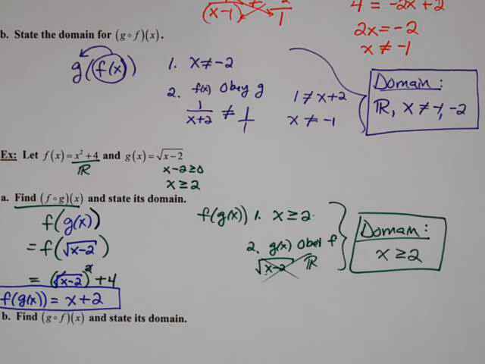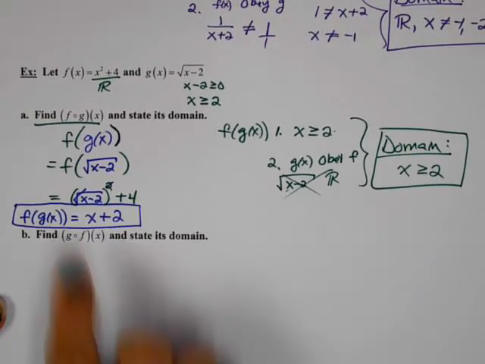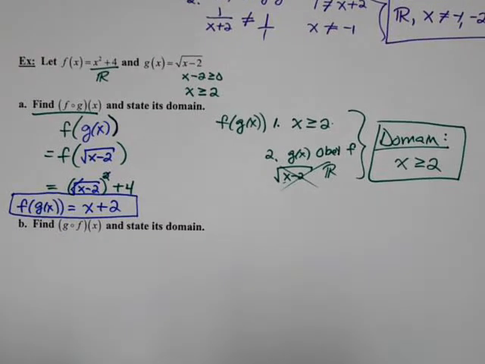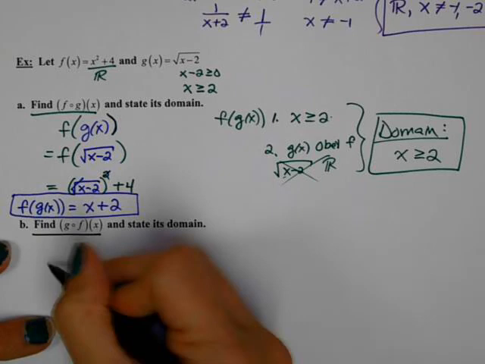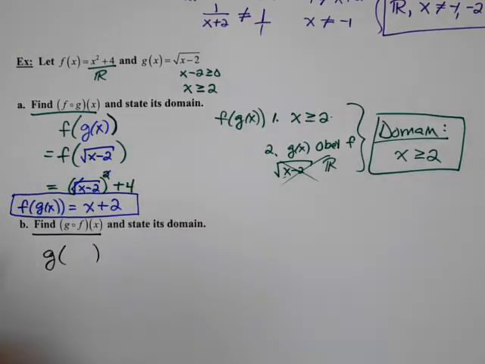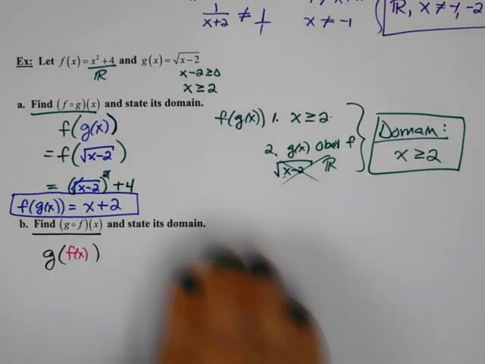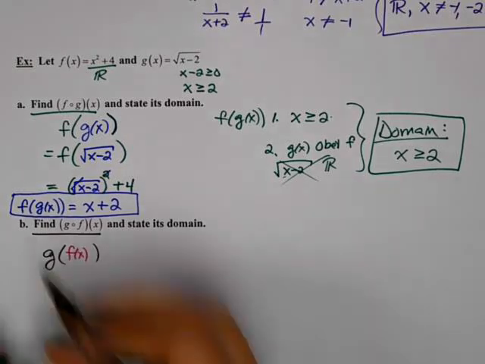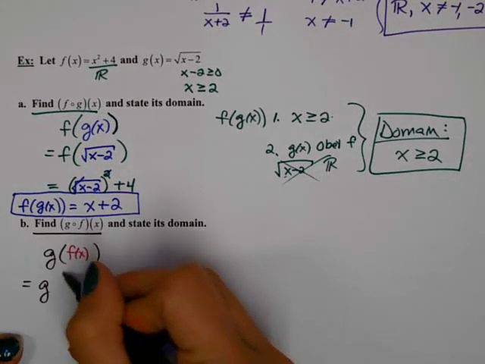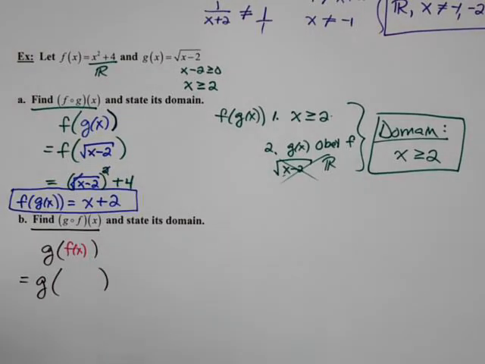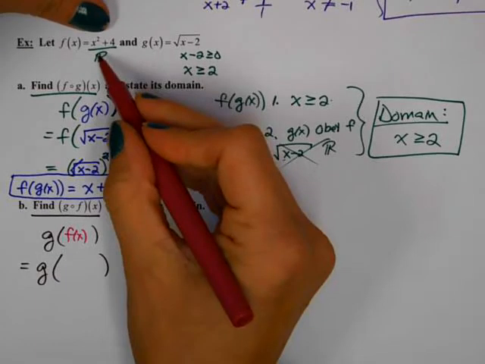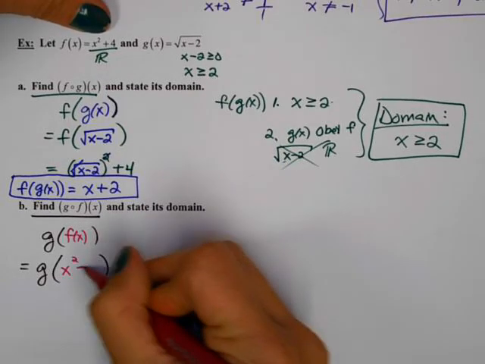Okay, they also wanted me to do the reverse of this problem. So this says find g of f of x, and state its domain. So first let's compose it. I have to do g of f. The f function is x squared plus 4.